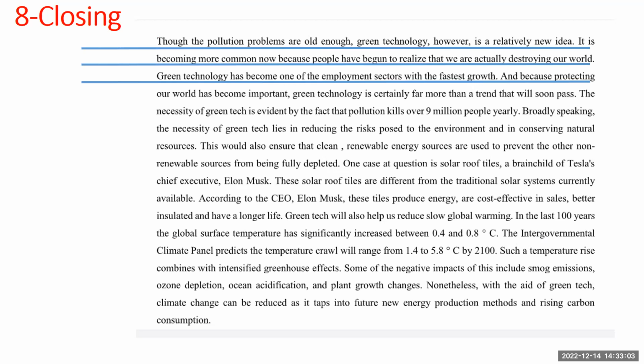The pollution problem, or green technology, however, is a relatively new idea. It is becoming more common now because people have begun to realize that we are actually destroying our world. Green technology has become one of the employment sectors with the fastest growth. And because protecting our world has become important, green technology is certainly far more than a trend that will soon pass.